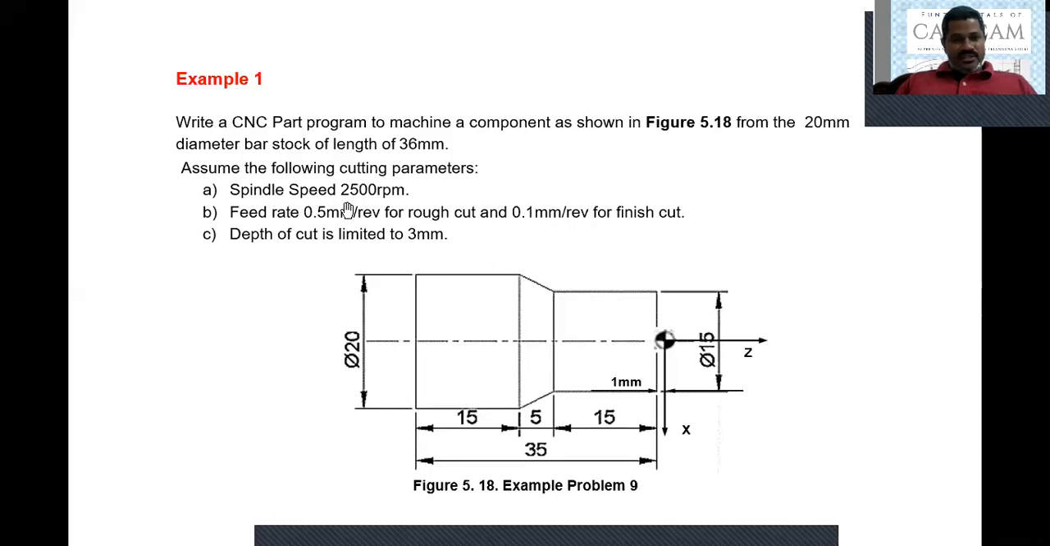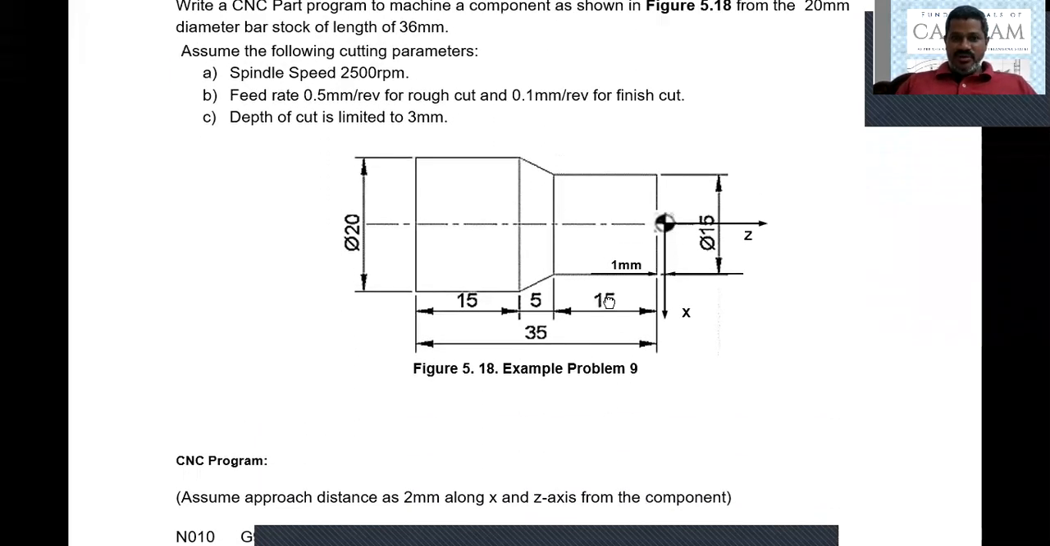Both we need to consider individually while writing the program. In this problem only one speed is mentioned during rough cut as well as finish cut. That is the only speed we need to consider in both the cases. Similarly, the depth of cut is limited to 3 millimeters. In either case, whether rough cut or finish cut, the depth of cut should not exceed 3 millimeters. Whatever the value, it should be below 3 millimeters. So considering these cutting parameters, we move forward to write the CNC part program.